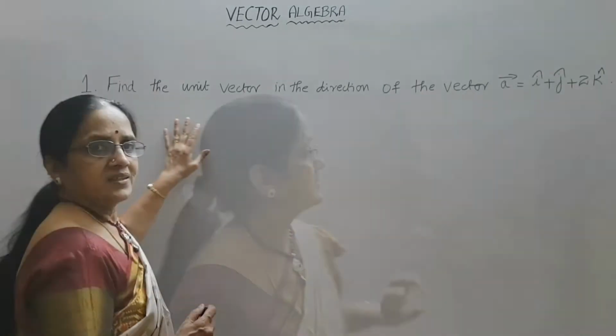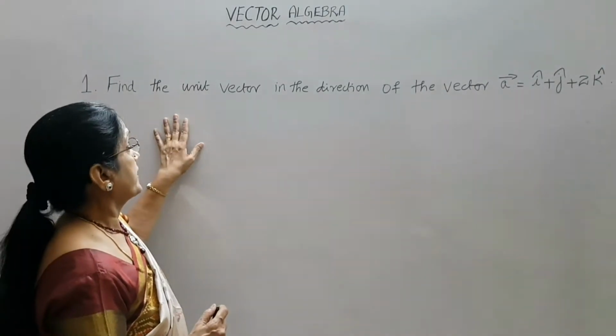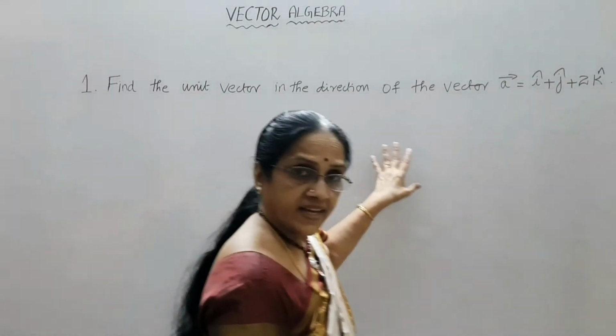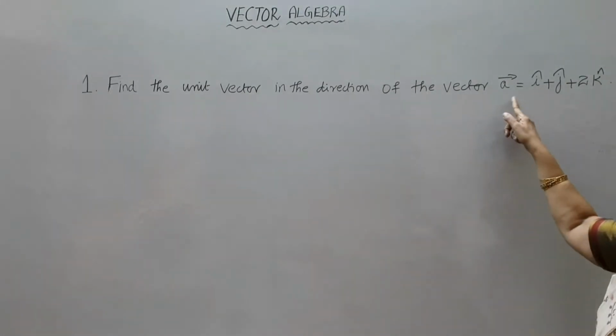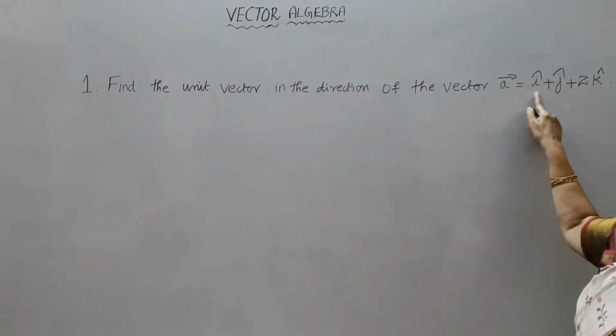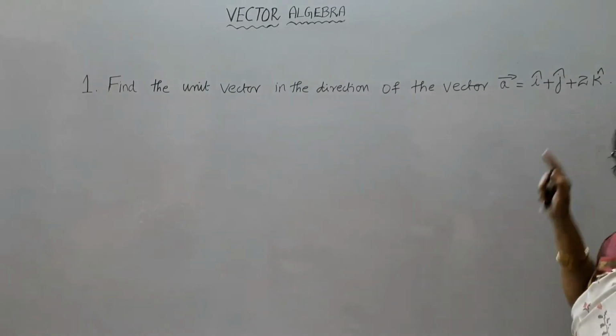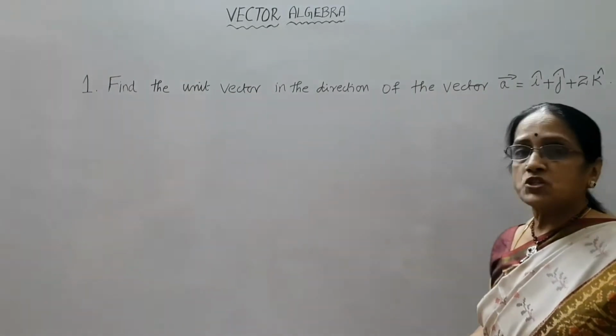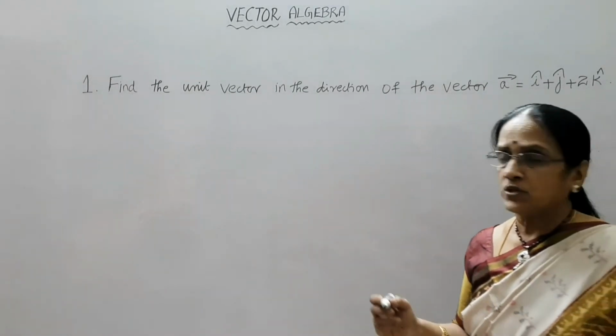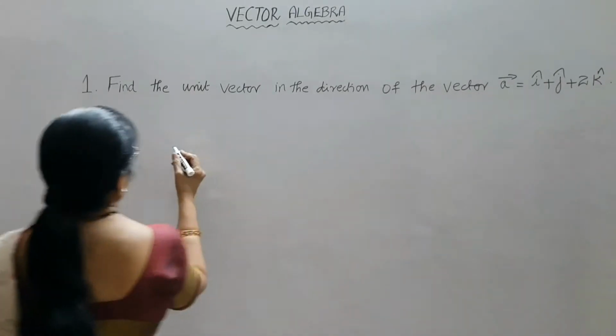Here we go. The first sum goes like this. Here you need to find out the unit vector in the direction of the vector A vector is equal to i cap plus j cap plus 2k cap. This particular question was taken from the NCERT textbook. Let's do it now. Solution.